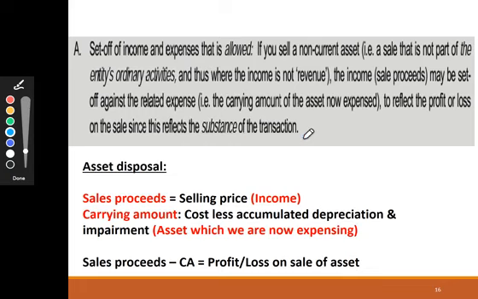So here we would be allowed to set off our income, our sales proceeds on the sale of the asset, against the expense. What expense do we have? This is the asset which we are now disposing of, and we are now expensing the asset because we are getting rid of the asset. So our sales proceeds less our carrying amount will give us either a profit or loss on the sale of the asset.